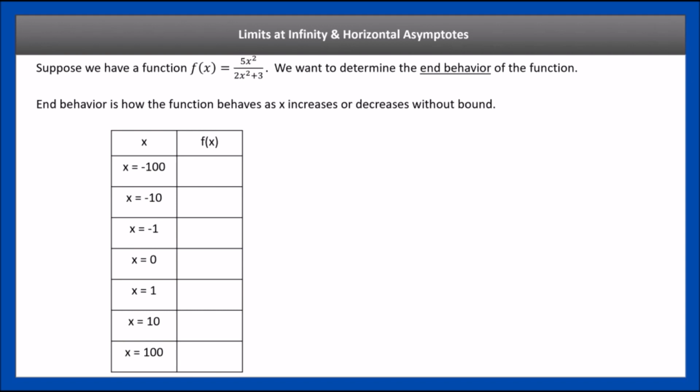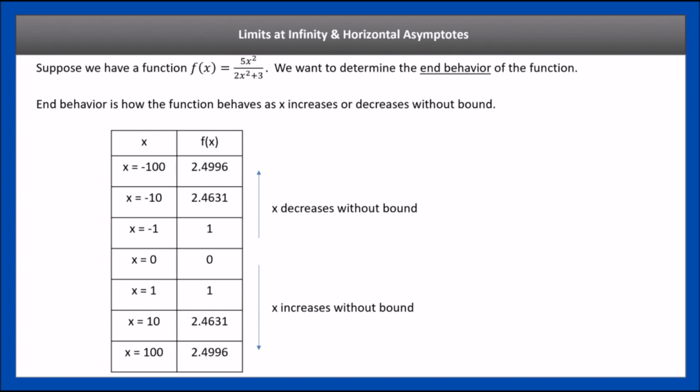So let's look at a table where we examine the behavior of this function as x becomes really negative, so approaching negative infinity, and as x increases without bound, that is positive infinity. We got some pretty large values. We got x going from 0 to 1 to 10 to 100, and then on the left side of the number line, -1, -10, -100. So we're looking at x increasing and decreasing without bounds and examine how the function behaves.